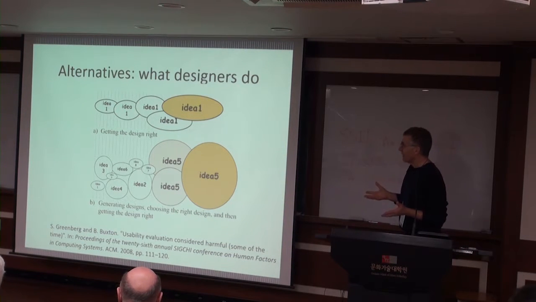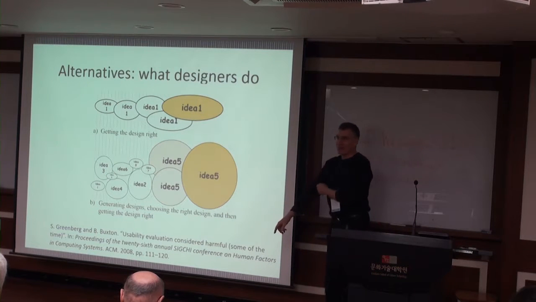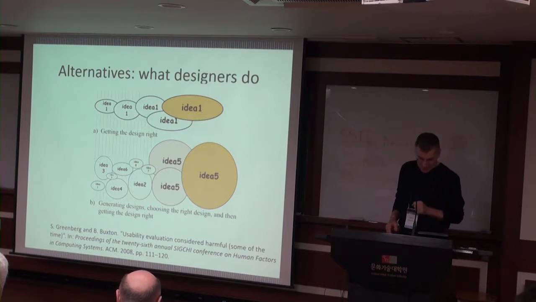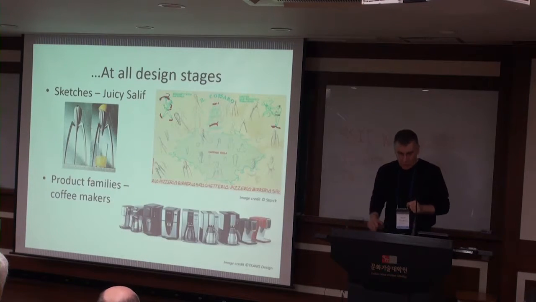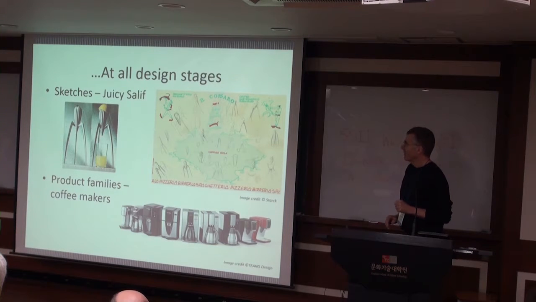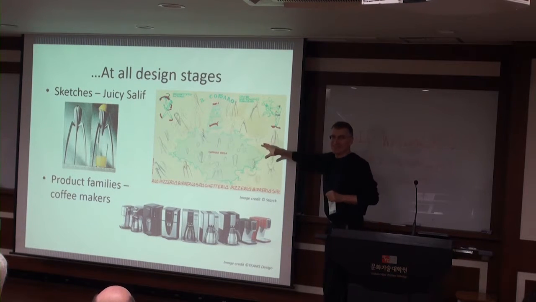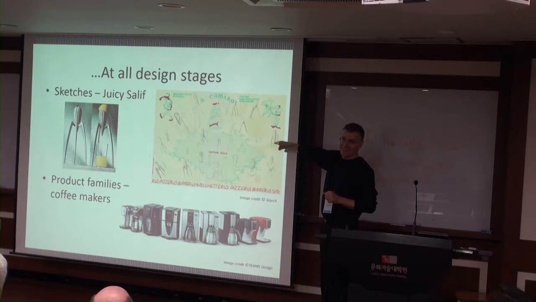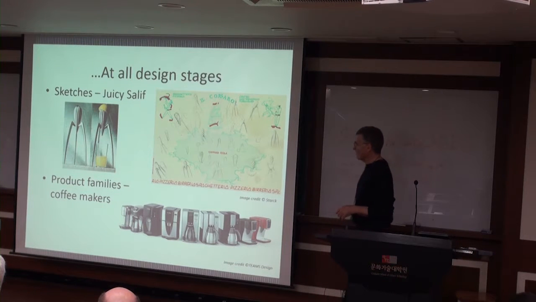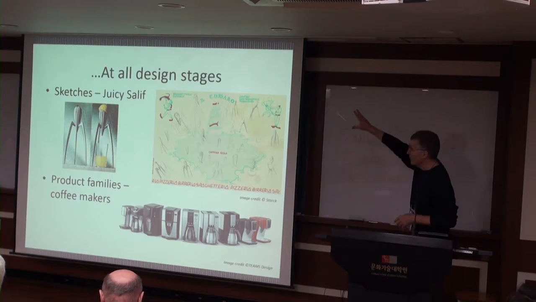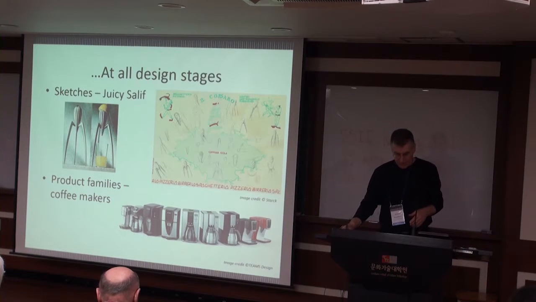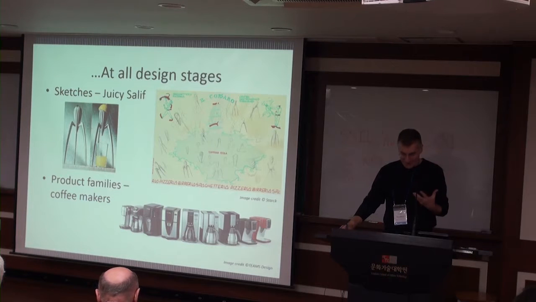Now, alternatives, it's what designers do, and some computer scientists actually realize that, largely by reporting on literature from design. And we do it at all design stages. The juicy salad, and this turns out to be not apocryphal, was designed on a napkin or a placemat in an Italian restaurant. We do it from very early stages to design very detailed product families that are produced in different versions using similar parts.